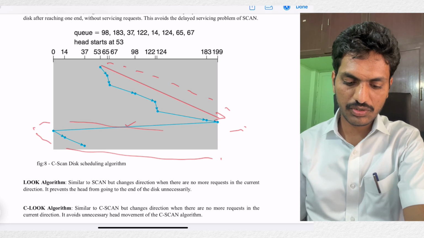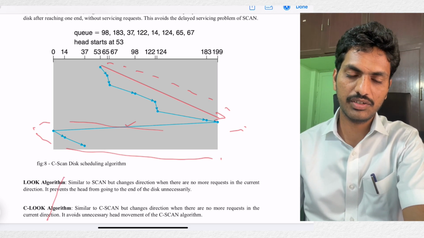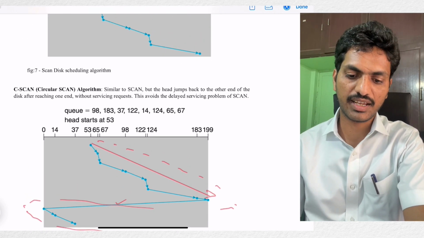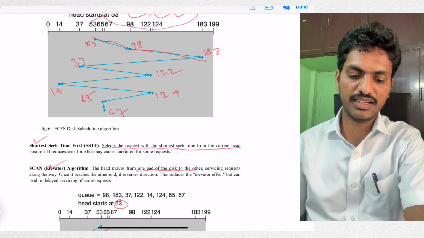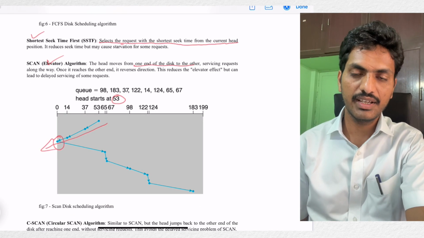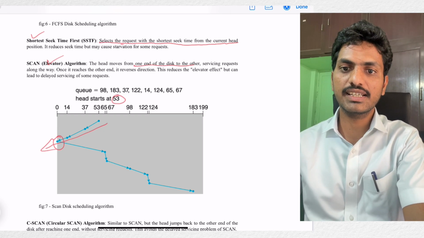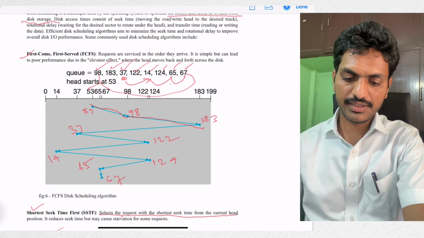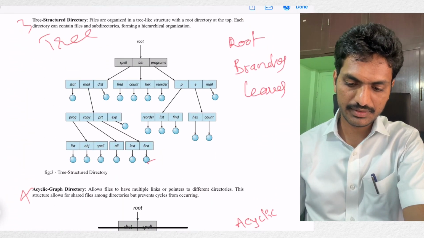Two other algorithms are also there, but we don't need them. You read at least till the C-SCAN. So what are the algorithms? First come, first serve, shortest seek time first, SCAN, and C-SCAN. These four are enough. So this is all about the unit 4.